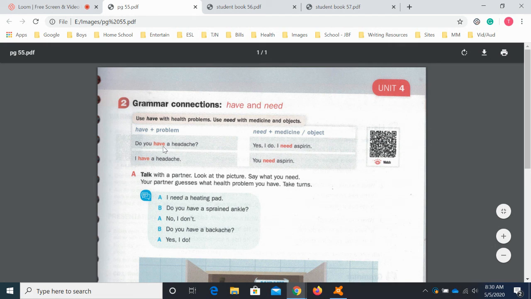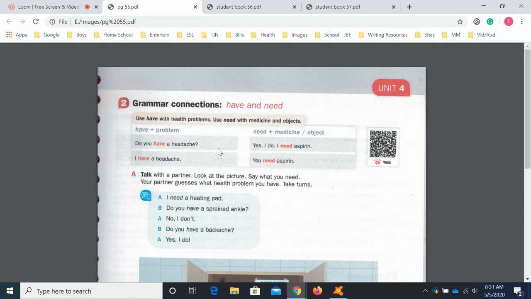We have to make sure that our subject agrees with our verb. So I have, you have, he, she, or it has, we have, they have. I need, you need, he, she, or it needs with an S. We need, they need.